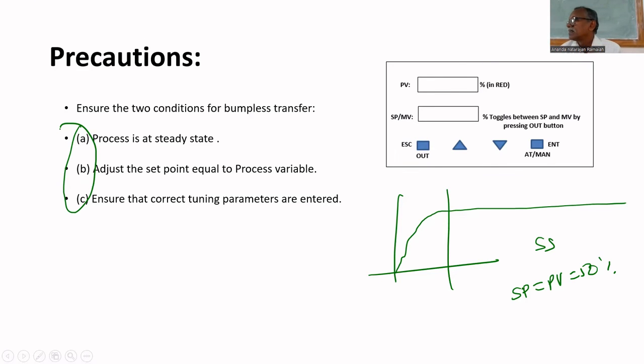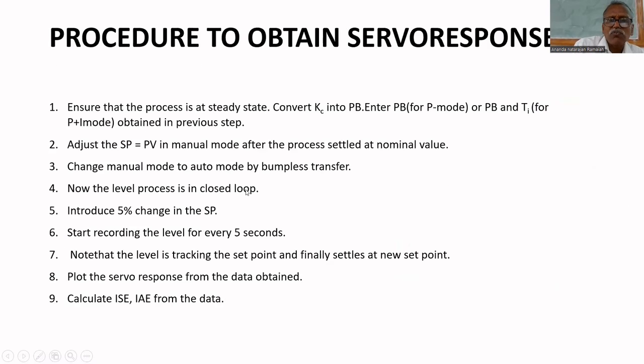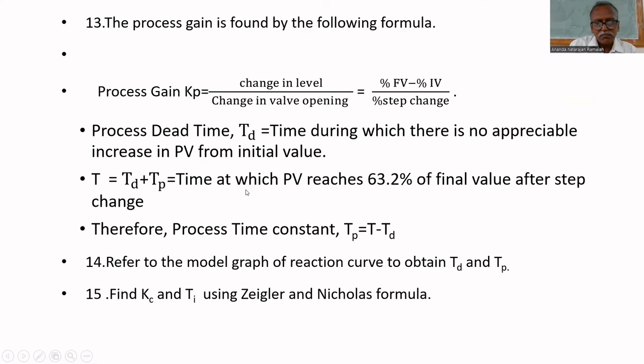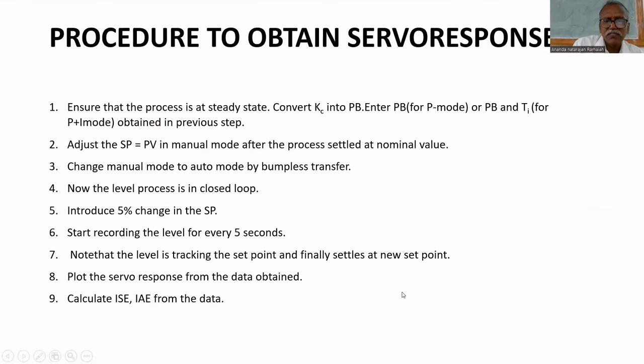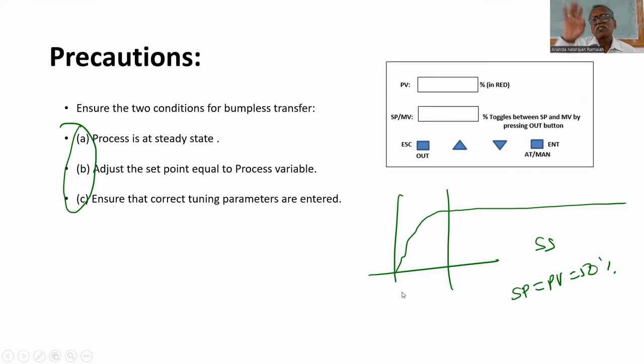That is the first condition. The second condition is set point equal to PV. The third condition is that we should enter the appropriate tuning parameters. How to tune that? By using the thumb rule, by using the Ziegler-Nichols formula, by knowing K, T and TD, the dead time and time constant, we can find the tuning parameters. How to find the tuning parameters, we'll see now. So that is what we have seen so far.